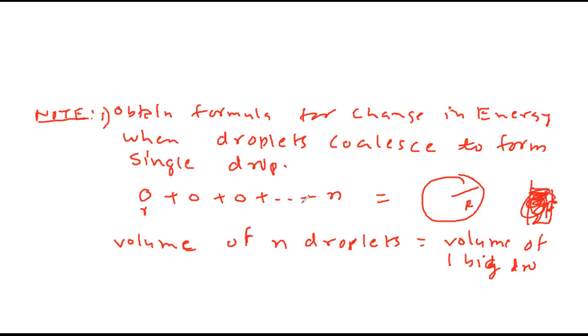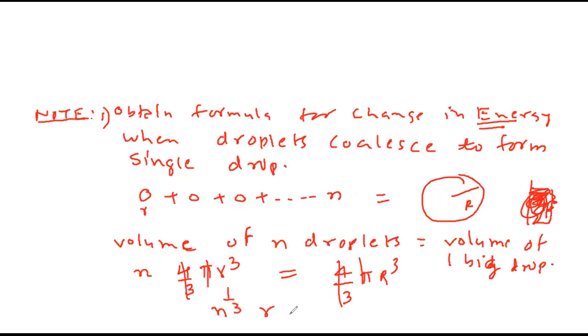Actually I am interested in change in energy, that means I am interested in change in area when droplets combine to become a drop, but because it is liquid so I am telling volume of n droplets is same as volume of one big drop. N droplets means n into 4 by 3 pi r cube, and one big drop is 4 by 3 pi capital R cube. 4 by 3 pi cancel. So n raised to 1 by 3 into r you can write as capital R. Please copy till this.